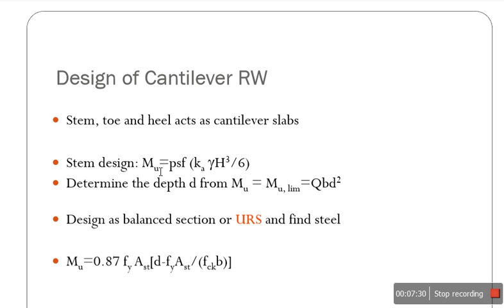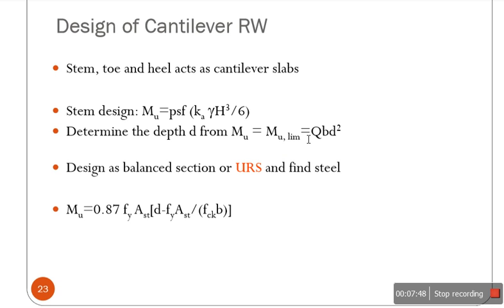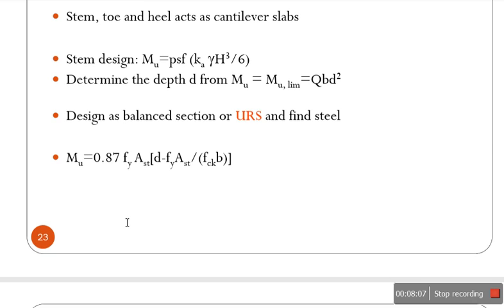The moment coming onto the stem, which we calculate, is gamma h cube by 6 into Ka, where gamma is the density. This is in kilonewton meter per meter. Here it is given in different units, but in SI units it is kilonewton meter per meter. If you are following a balanced section, Mu is given by Q b d square. If you want to go for a doubly reinforced section, then you can use 0.87 fy Ast minus fy Ast by fck. This is available in IS code based upon the steel values.